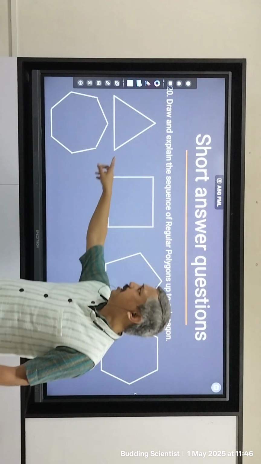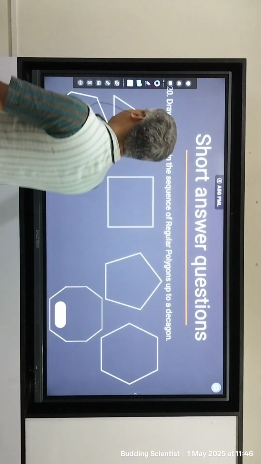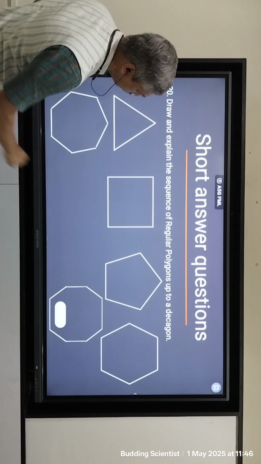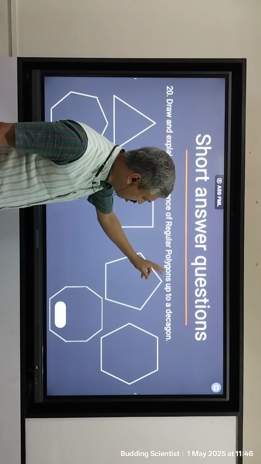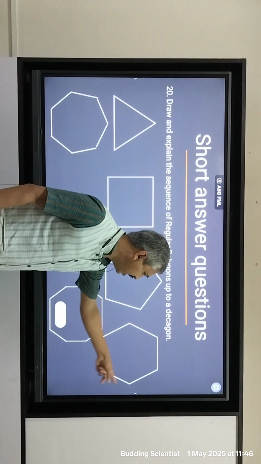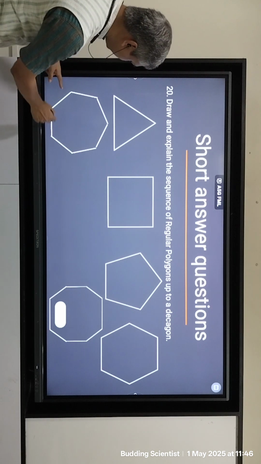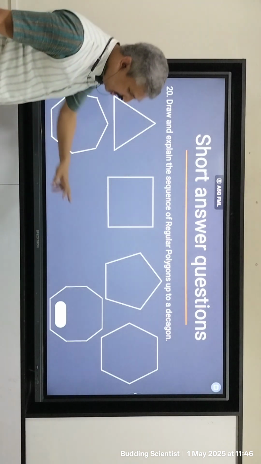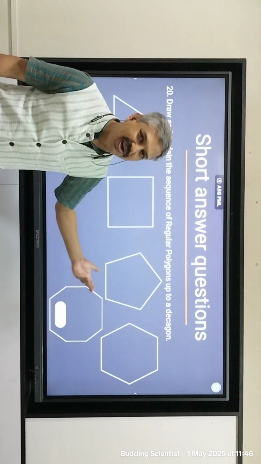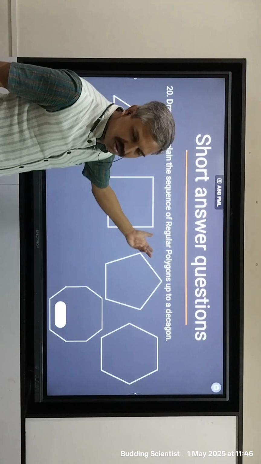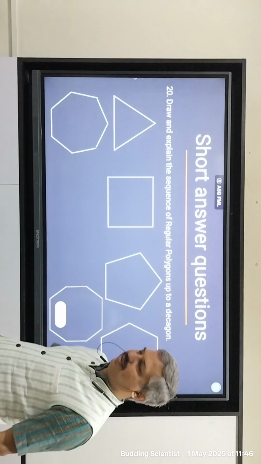See this. Triangle. Polygon starts with a triangle. Regular polygon is an equilateral triangle. Square, 4 sides. 5 sides, pentagon, regular pentagon. 6 sides, regular hexagon. 7 sides, regular heptagon. 8 sides, regular octagon. I could not generate the nonagon and decagon. I am not asking you to draw this. You must know this. That's it.